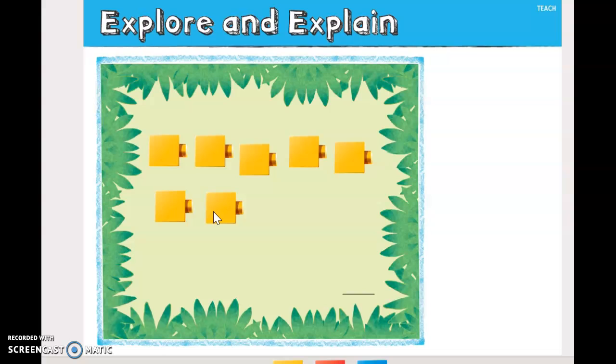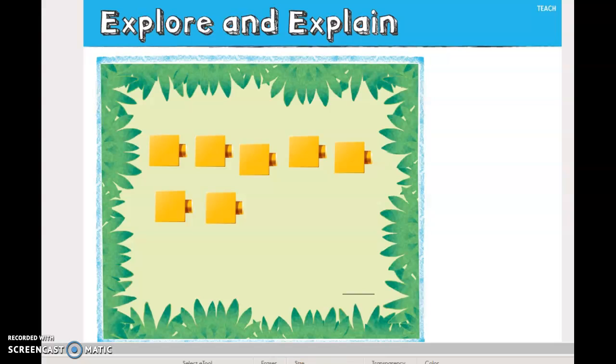Now, 3 apes stop eating bananas. How many apes are still eating bananas? So if we go ahead, we're going to cross off 3 of these cubes to show the ones that stopped eating bananas. So we're going to cross off 1, 2, and 3. And now it says how many are left. So we can count 1, 2, 3, 4. So our answer is 4.